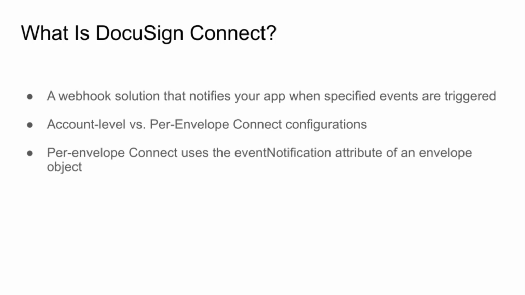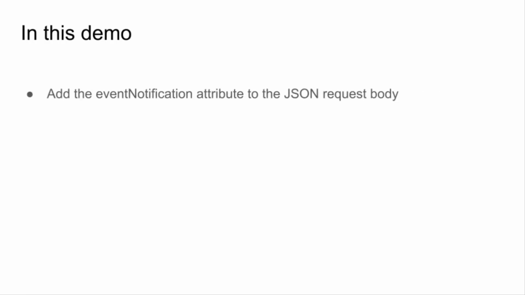Per-envelope Connect uses the event notification attribute of an envelope object and enables you to trigger events for a specific envelope. I'm going to populate the body of the envelope with the event notification attribute. This includes the URL of my web listener, which will receive the Connect message, the events that will trigger sending Connect messages, and event data that specifies the version and format to send the message in JSON format.